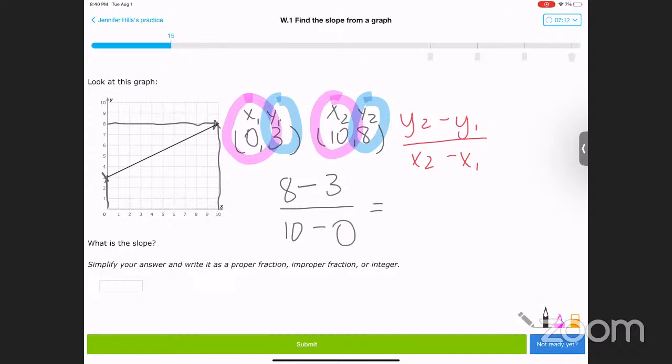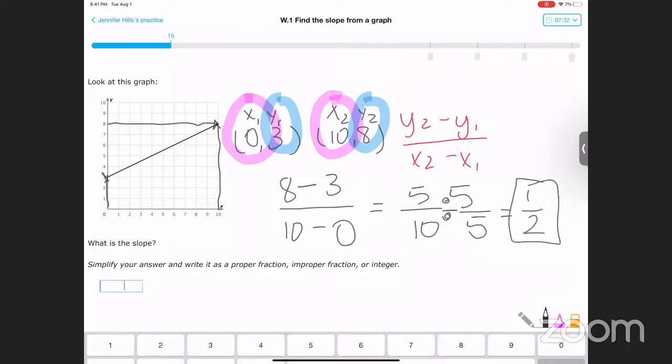Now let's do the subtraction. 8 minus 3 is 5. 10 minus 0 is 10. Again, here we are with 5/10. We reduce by 5 because they both can be divided by 5. 5 is the greatest common factor. That's going to give us 1/2. That is the slope. Let's type it in and see if we're correct.